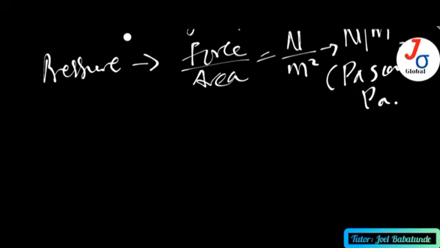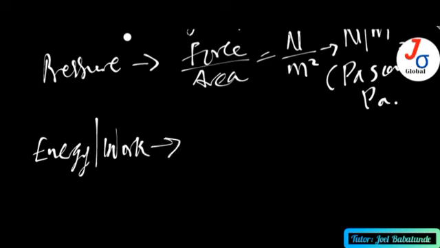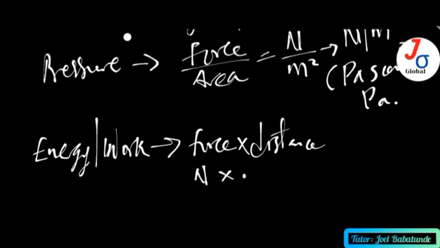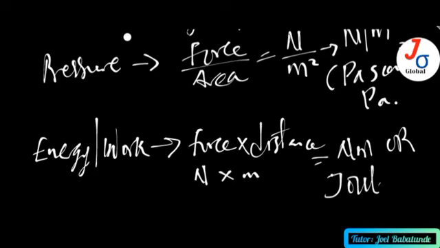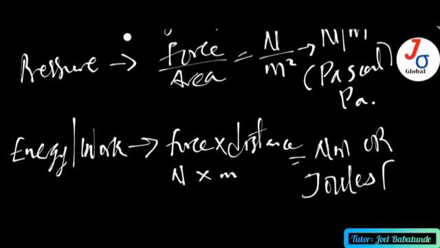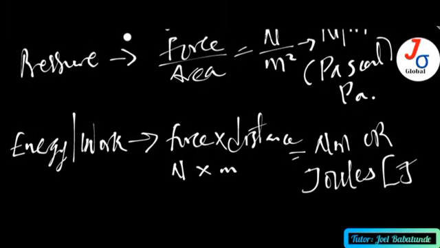Then we have energy or work, as the case may be. They mean the same and have the same unit. Work or energy is force multiplied by distance moved. Force is measured in newtons and distance is measured in meters, so that's newton meters. But standardly, it is measured in joules, and it's represented with a capital J. Okay, good.